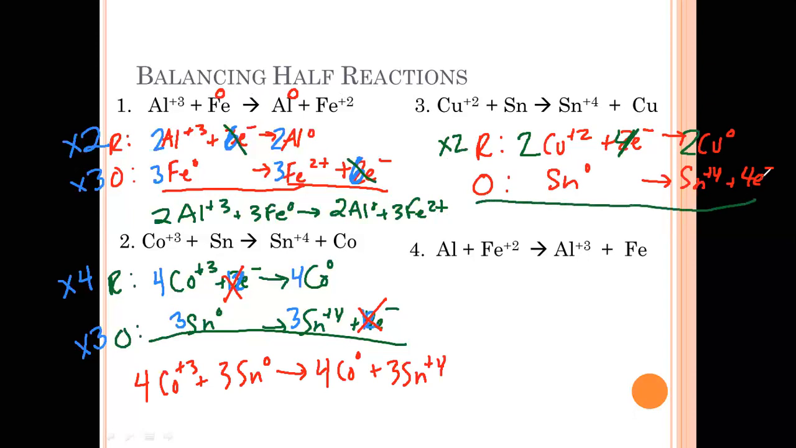Okay, so cancel out the 4 because they're the same. So 2Cu2+ plus Sn0 yields 2Cu0 plus Sn4+.